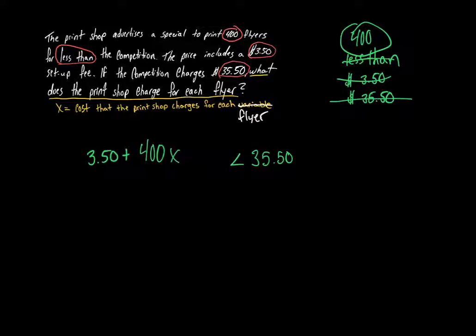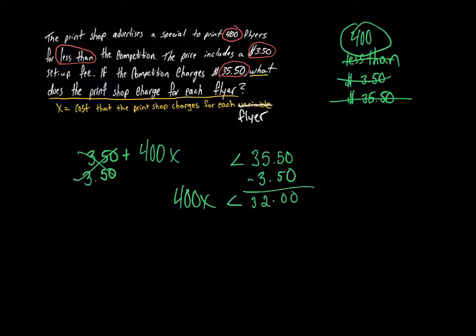The first thing that I'm going to do is subtract 3.50. And remember, these are multi-step inequalities, meaning we are not going to solve these in one go around. So here I am going to get 0, 0, 2, and 3. Bring down my sign, and I'm left with 400x.